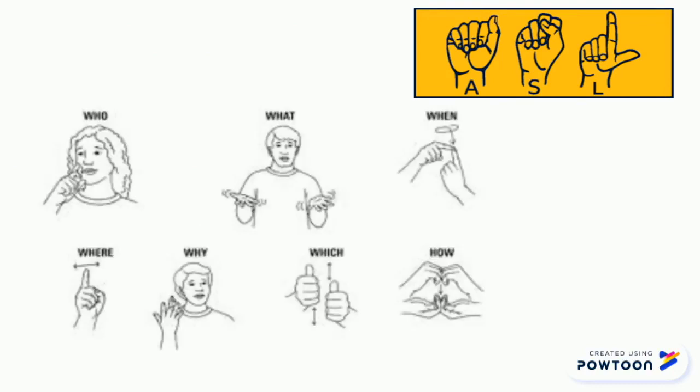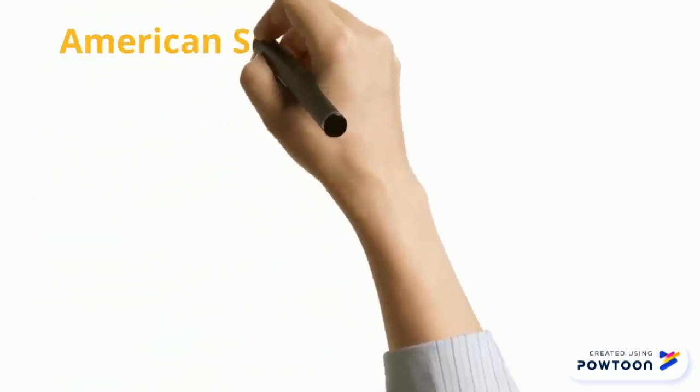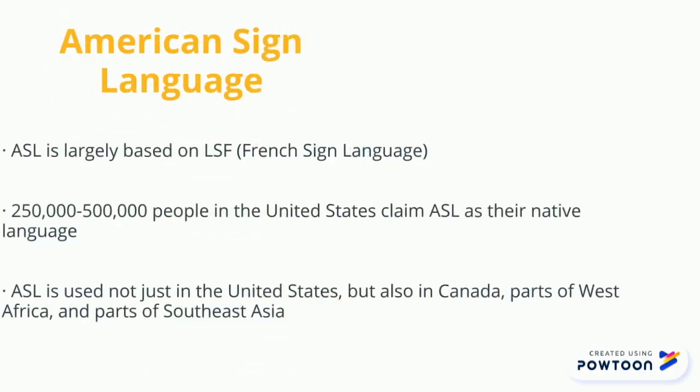For example, one of the grammar rules in ASL is that a well-formed question must have the right kind of eyebrow positioning. Eyebrows should be down for a who, what, where, when, or why question, and up for a yes or no question. If you use the rules wrong or inconsistently, it will be as if you have a foreign accent. ASL is largely based on French Sign Language.